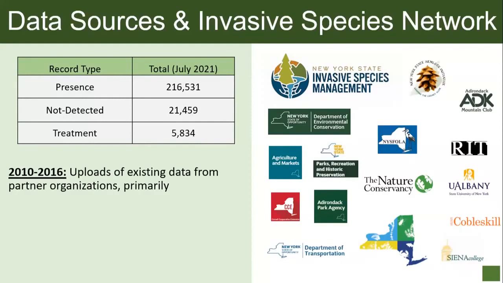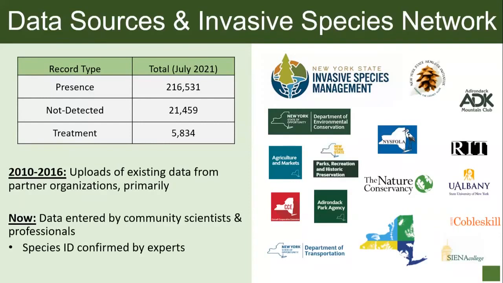Early in iMap's history, from 2010 to around 2016, uploads of existing data sets from partners were the main source of data, which gave us a really good base for the database. But since invasive species are constantly moving, expanding their ranges, we really need continual input of data to keep our database up to date. So now the most important data source is data entered in real time by community scientists and professionals like you, all across the state. This is super important for keeping an up-to-date view of invasive species distributions across the state.